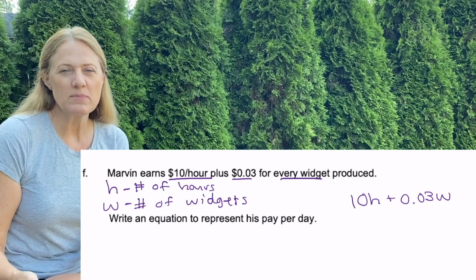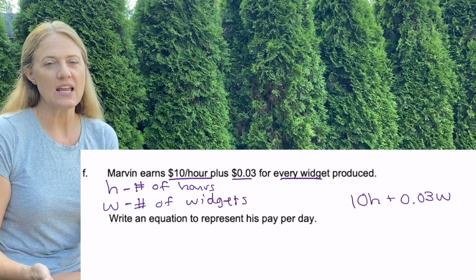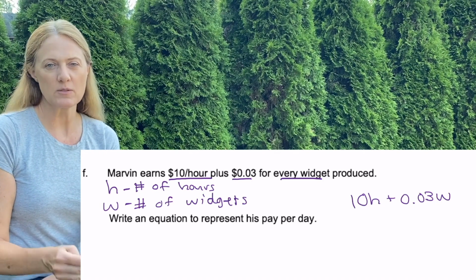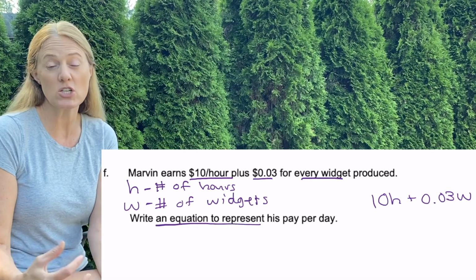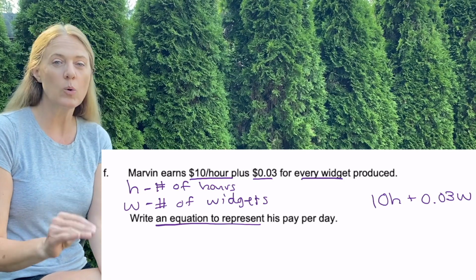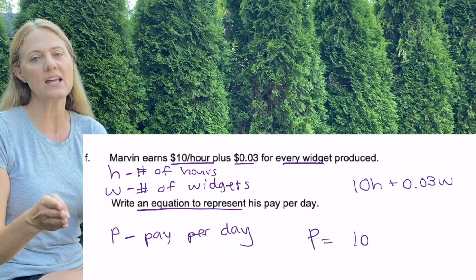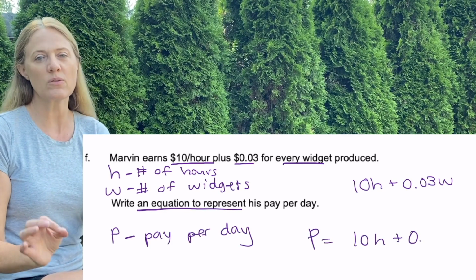Were any of you tempted to put an equal sign in there? Because I understand that, but we were asked to write an algebraic expression. You'll notice the next line says write an equation for his pay, the total pay. So now I'll write an equation. So P equals 10H plus 0.03W.